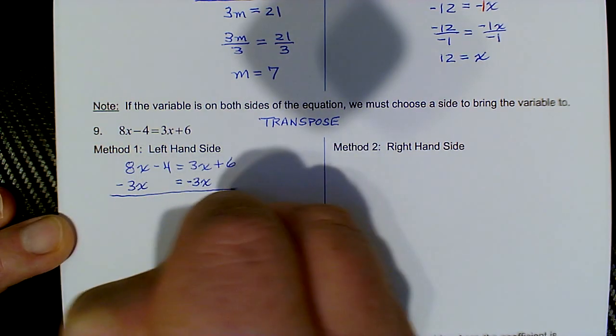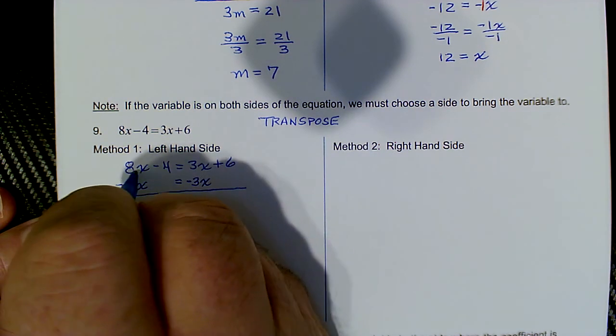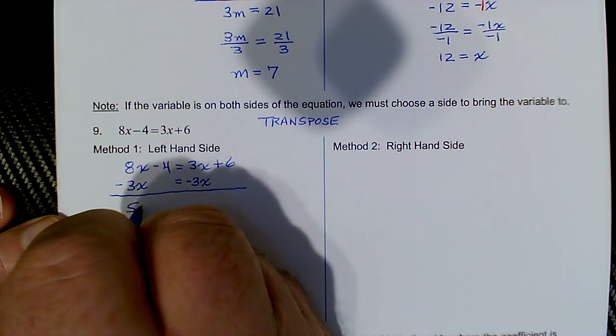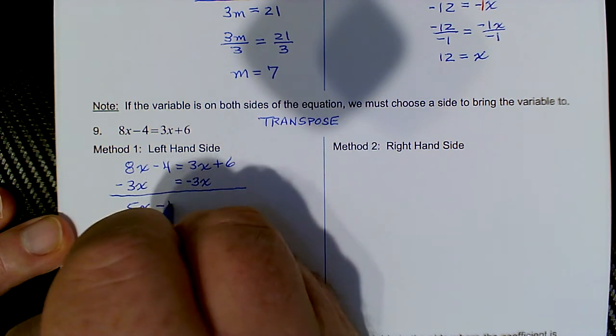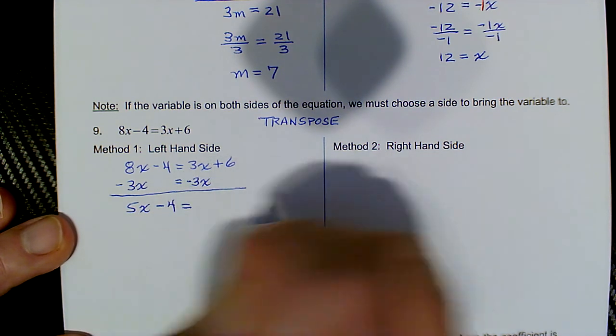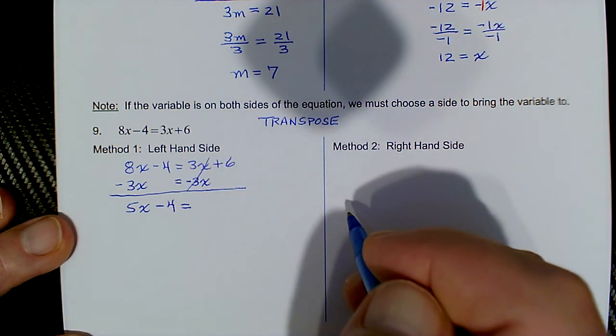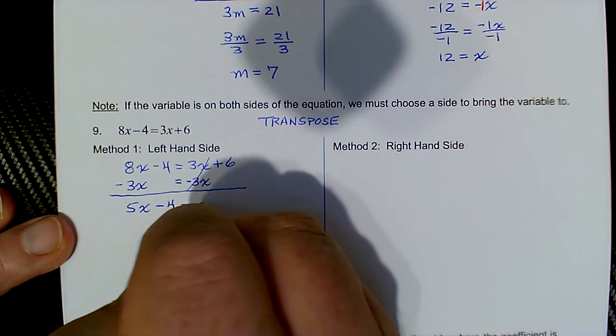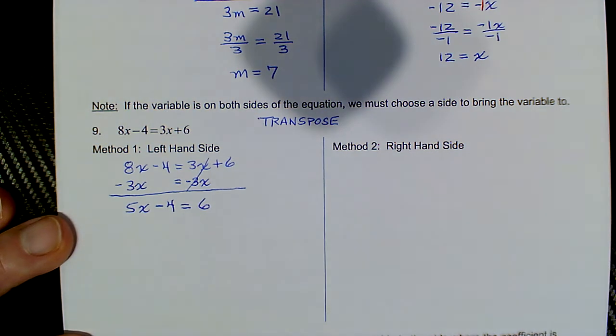And then I show my addition bar. And then 8x minus 3x gives 5x. We'll bring down the negative 4. And that's equal to, the 3x's go away, and we bring down the 6.